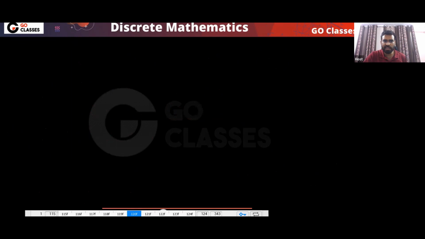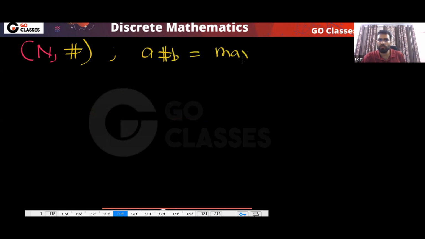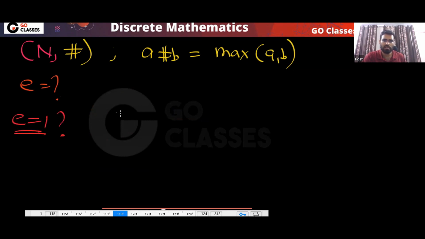What about identity element? Is there identity element? Do we have identity element here? Set of natural numbers, and the operation, remember the operation, a has b, you already know, a has b is equal to max of a, b. Do we have identity element? What is identity element? E. Can I say e equal to 1 is identity element?